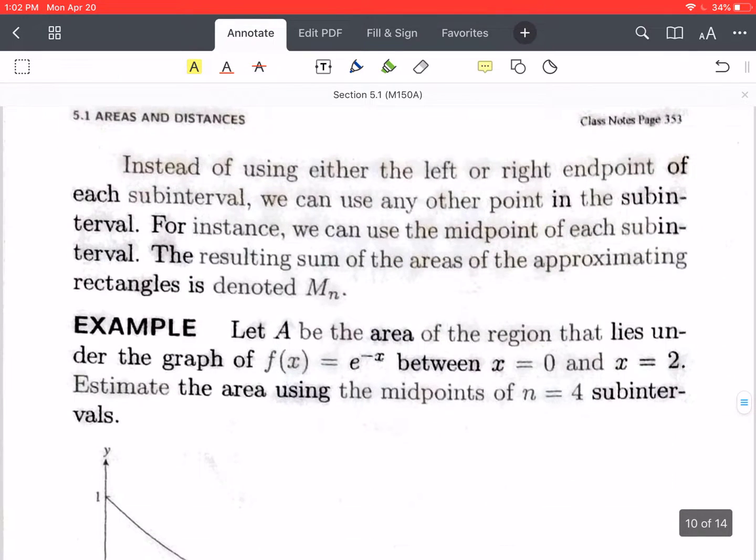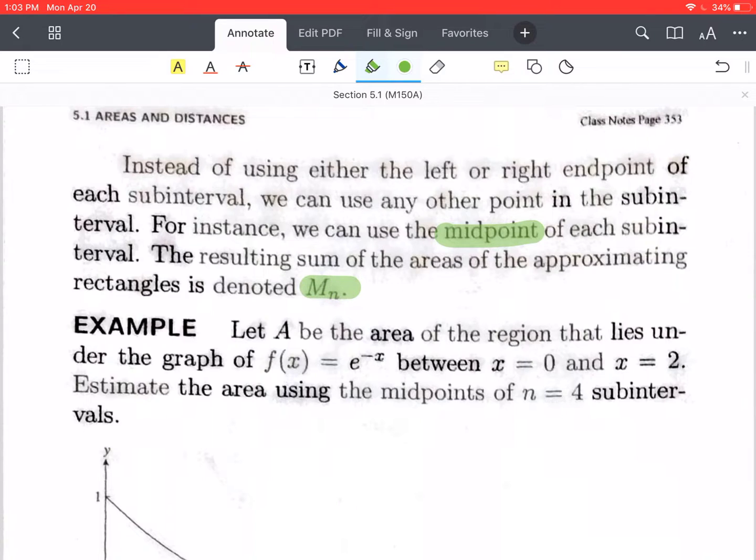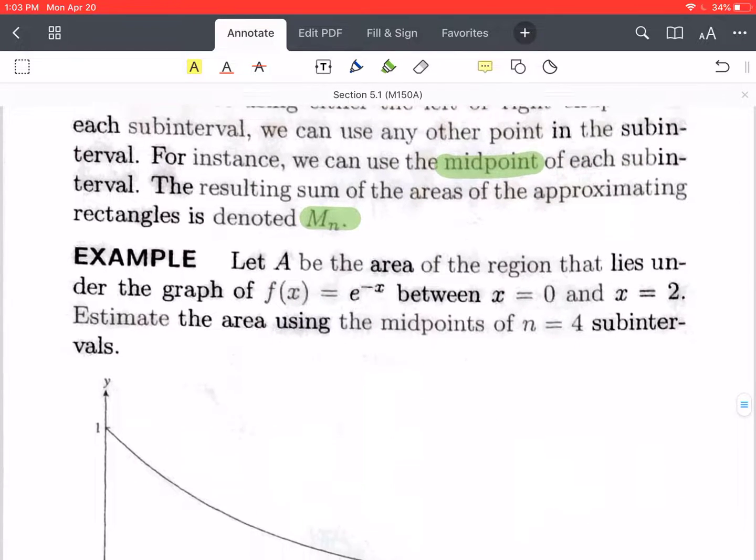Now, there are other ways of computing area under a curve, other approximation techniques. We're going to look at just one of them right now. So we can also pick a different point. Rather than just the left-hand side or the right-hand side, we can also use points in between. And one point we do like to use is the midpoint of each subinterval. This is denoted m sub n. That's what we're going to look at for this example, and it can actually give us a good approximation, and you'll see why in just a second.